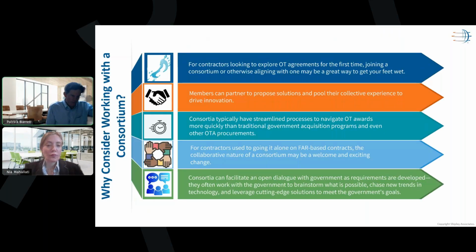So, why consider working with a consortium? It's probably the easiest way to get involved in other transactions, because you have an intermediary, that company that's managing the consortium, that's actively helping to promote opportunities. They're actively helping to create membership meetings, connecting companies that have complementary capabilities together, so they can move very quickly, and help companies that maybe don't have a lot of literacy with OTs to understand the OT process, and work with the government to help bid and win those OT type contracts. So they do a lot of reverse industry days, a lot of open dialogue type of things. So definitely check out the OT consortiums next.